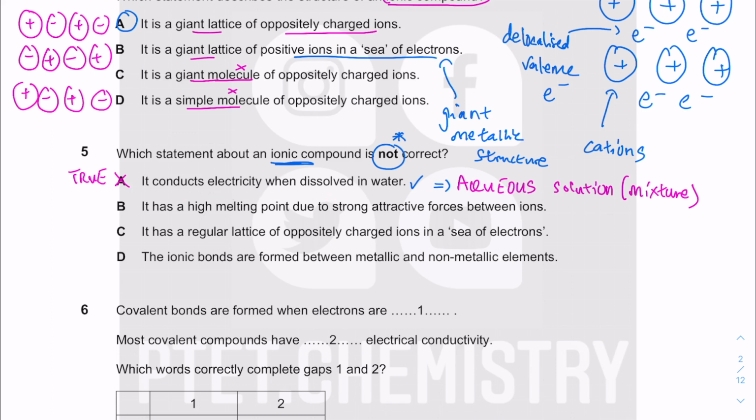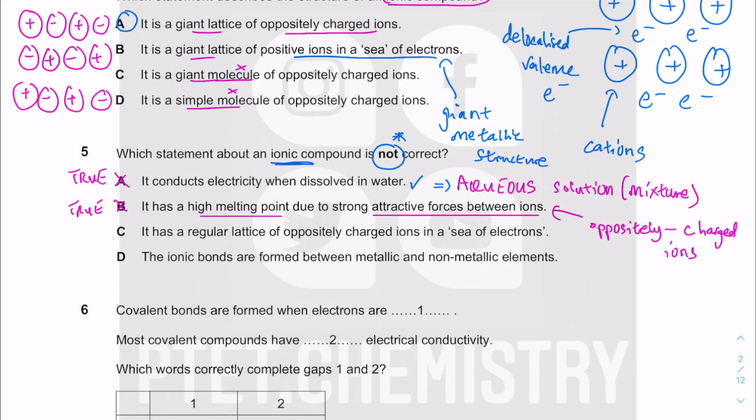B, it has a high melting and boiling point due to strong ionic bonds between the oppositely charged ions. When they give you the options, they don't try to be as complete as possible. But when you are writing as part of a structured paper, you always have to say due to strong electrostatic force of attraction, which is actually the strong ionic bond between the oppositely charged ions, as that is definitely the definition for ionic bond as per the syllabus. So again, this is also a true statement.